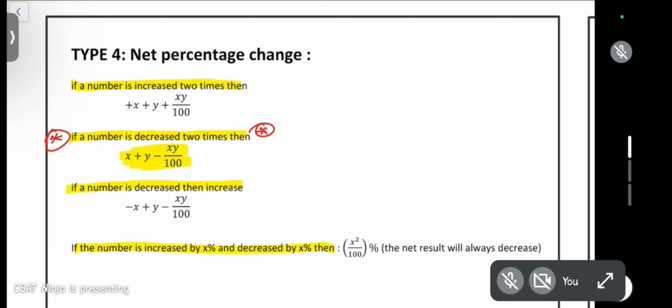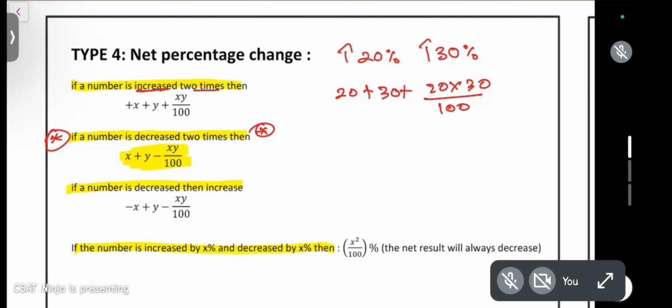So if there is an increase in percentage 2 times, that means if an item is increased by 20% and again it is increased by 30%, then in that case we use this formula. That means 20 plus 30 plus 20 into 30 divided by 100. That's the formula if increased 2 times. That means first it was increased by 20% and again it was increased by 30%, then in that case we use this formula.